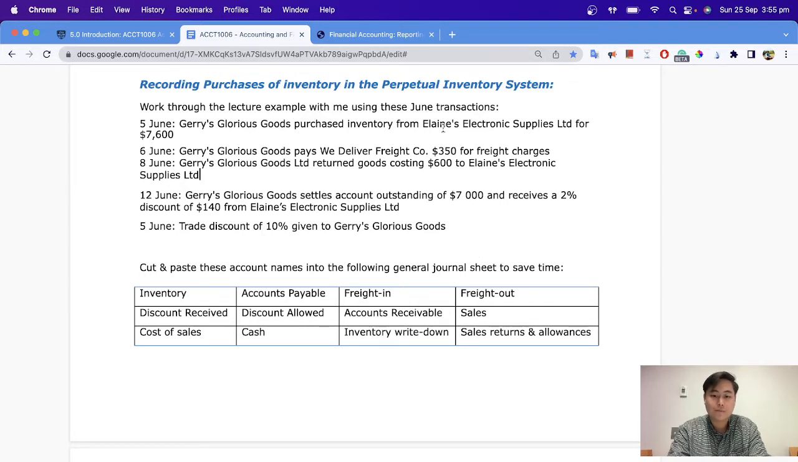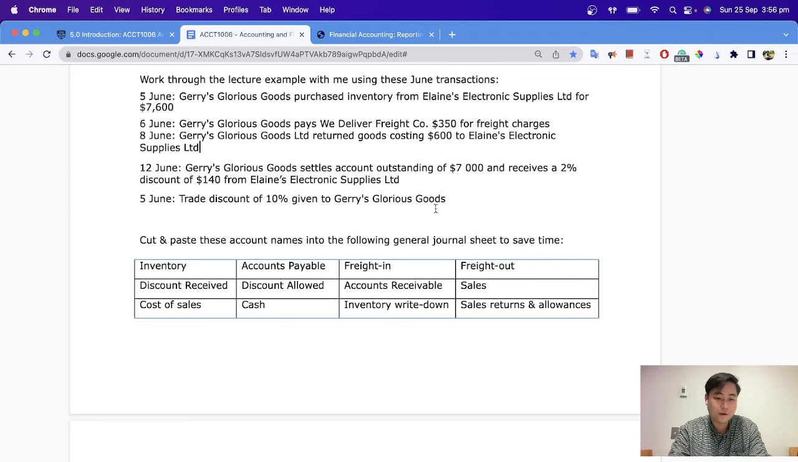Work through the lecture example with me for these June transactions. June 5th, Jerry's Glorious Goods purchases inventory from Aileen's Electronic Supplies for 7,600. June 6th, Jerry's Glorious Goods pays freight charges. On June 8th, Jerry's Glorious Goods returns goods to Aileen's Electronic Supplies. On the 12th of June, Jerry's Glorious Goods has accounts outstanding and pays the supplier. And June 5th, a trade discount of 10% to Jerry's Glorious Goods.